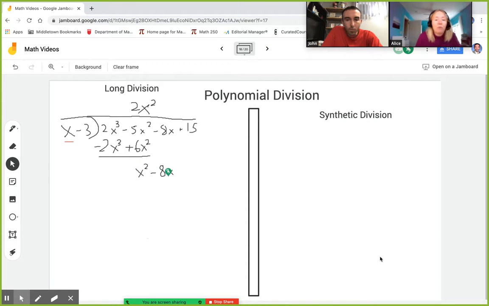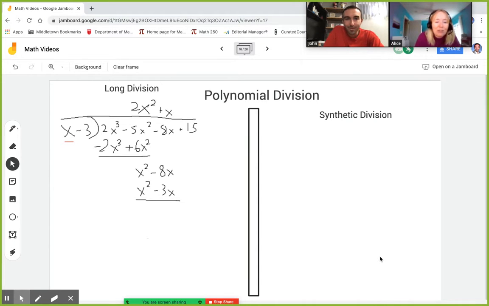I'm going to ask myself, what do I need to multiply x by to get x squared? Well, I need to multiply it by x. So x times x is x squared. x times negative 3 is negative 3x. And again, if this hadn't matched the first terms, then I would have paused because I would have made a mistake. So it's nice to have these little signposts to know that you are on the right track. Something I wish life offered us more often.